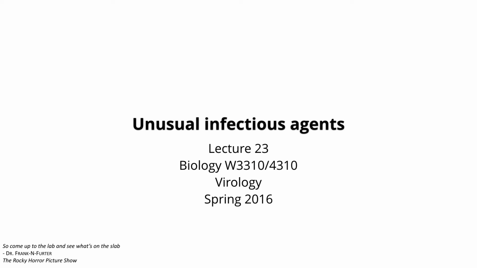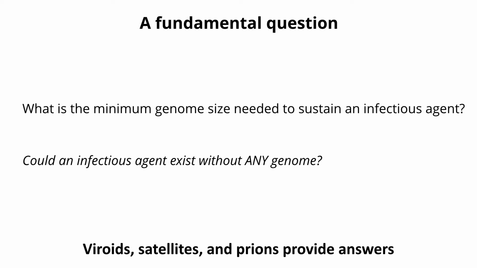Today, we're going to talk about some infectious agents that don't fit anywhere else, so I call them unusual infectious agents. But as you'll see, they do have a common theme among them, and that is they address this question: what's the minimum genome size needed to sustain an infectious agent? Or could you have an infectious agent without any genome? And viroids, satellites, and prions, which we're going to talk about today, answer these questions.